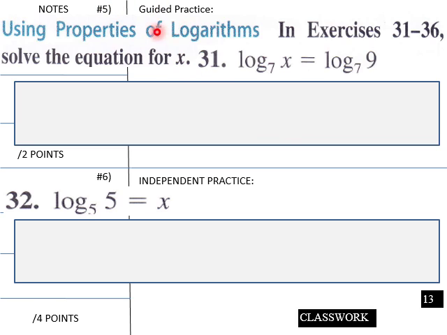Okay, into our next guided practice. Solve the equation for x. Log base 7 of x equals log base 7 of 9. And then this is your independent practice here. So let's do our guided practice up here. x would equal 9 here, because we could divide both sides by log base 7. That'd be the algebraic way of doing it. And then x would equal 9. Then here I'm going to let you do that.